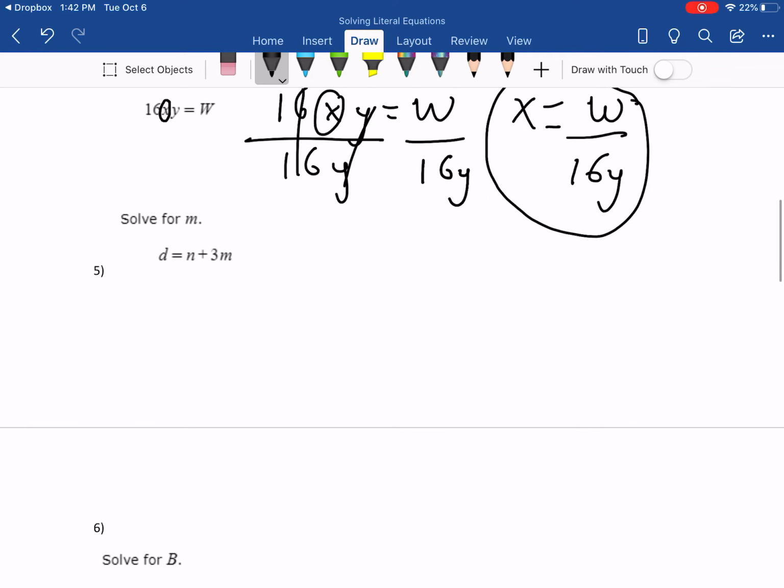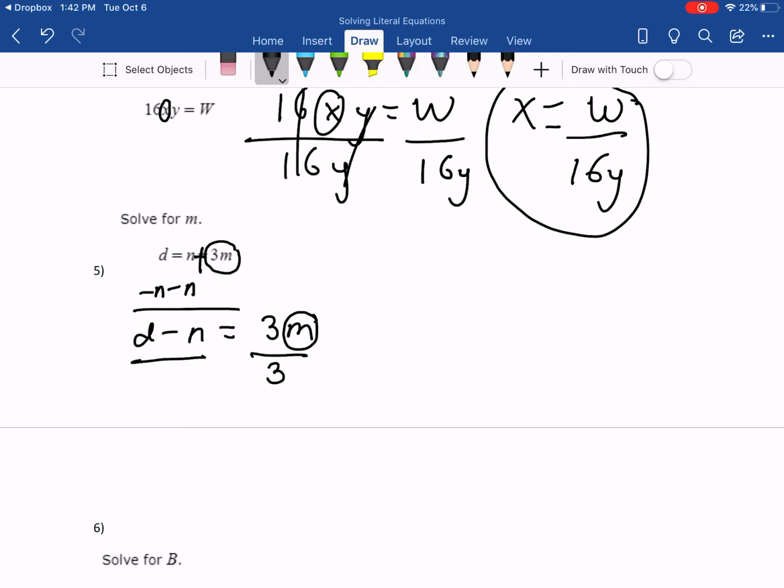Number 5, we're told to solve for m. So we'll have to first solve for 3m, because that's the term that has the variable. So we'll begin by subtracting n. D minus n equals 3m. Okay, and now we can solve for m by dividing each side by 3. I'm going to divide the whole left side by 3. So we have d minus n all over 3 is equal to m. And then, of course, you want to flip it to make your answer begin with m equals. And that'll be d minus n over 3.